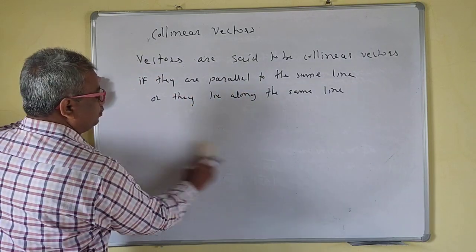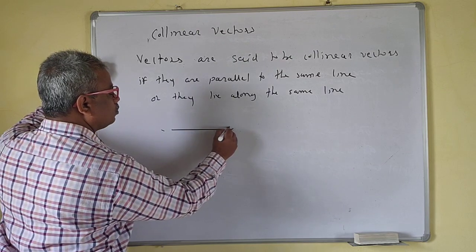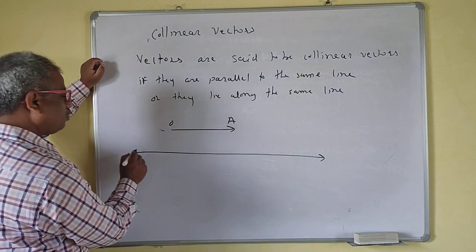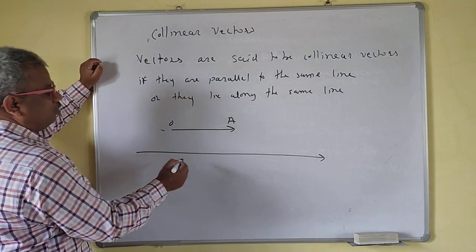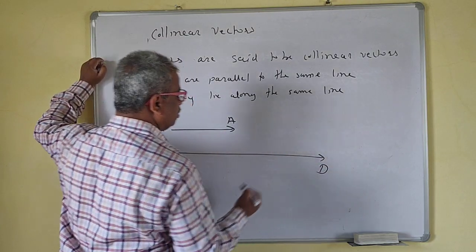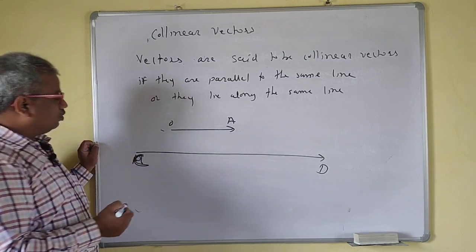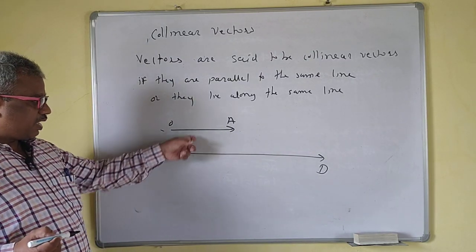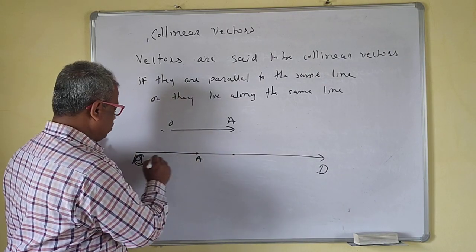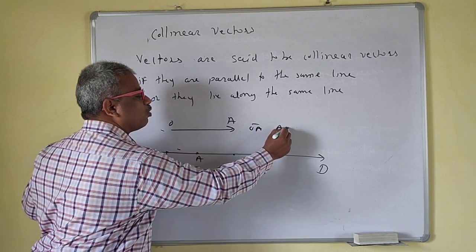What does that mean? See, suppose this is OA bar, and this is any line, whatever it is. Suppose this is C and this is D. Now this OA bar is parallel to CD bar. If they are parallel, then they are said to be collinear. Or suppose OA bar is here, and O is here. Then OA bar or AO bar, whatever.